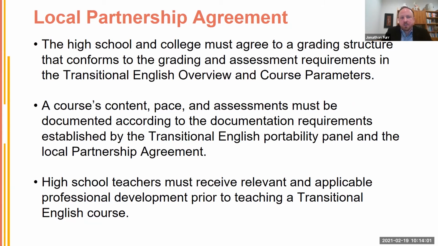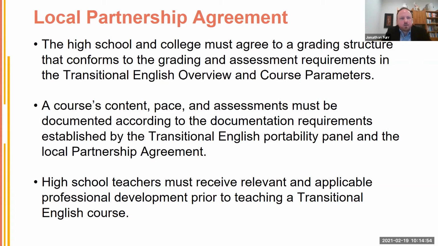One of the core frameworks in terms of delivery locally is that this work really requires the secondary, post-secondary collaboration that you saw reflected by the state agencies, and that has to happen at the local level as well. There's the expectation for a local partnership agreement between the high school and their local community college, grading to a grading structure that conforms to the grading and assessment requirements in the Transitional English Overview and Course Parameters. As you look at that document on page 4, there are some specific parameters around grading which courses need to adhere to. There's also the expectation that the content, the pace, and the assessments will be documented according to the requirements developed by the Transitional English Portability Panel, and that there's support for the high school teachers who are developing the course through that partnership between the local community college and the high school.